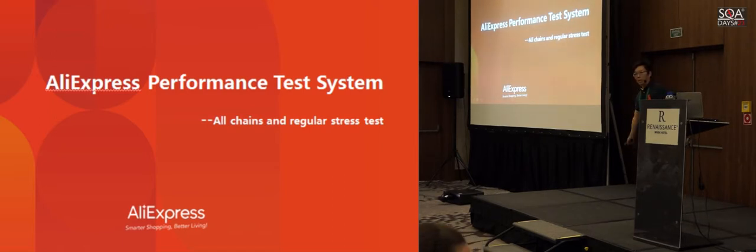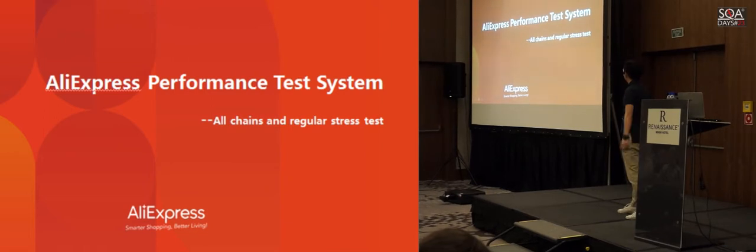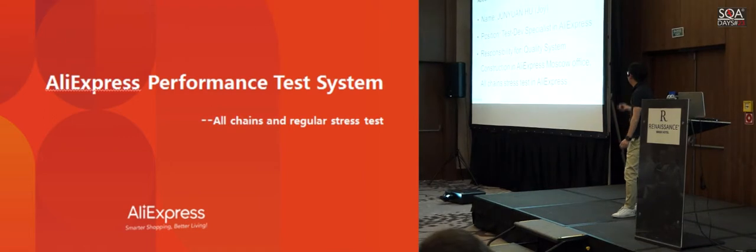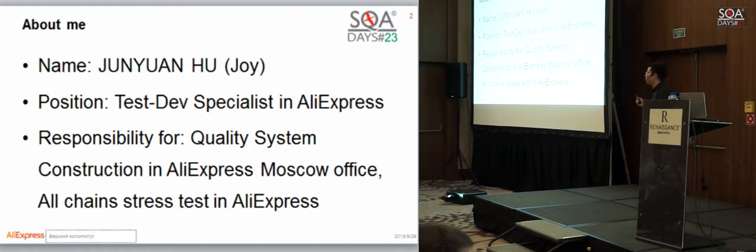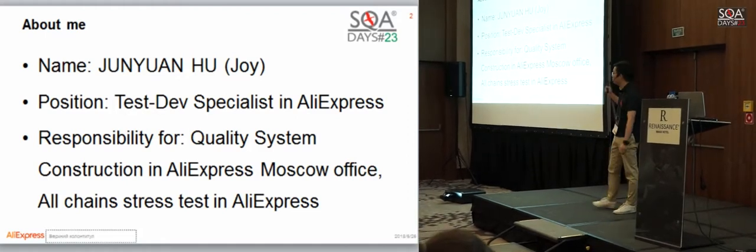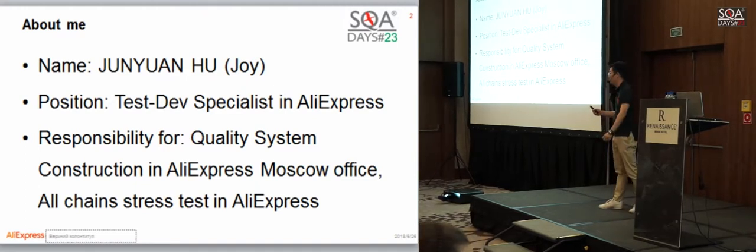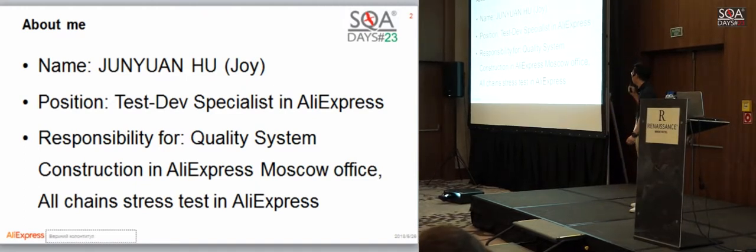Okay, let's start my talk. My subject is AliExpress performance test systems. Before I start, let me introduce myself first. My name is Junyuan Hu, and my English name is Joy, from China. I am the test dev specialist in AliExpress, responsible for the quality system construction in our Moscow office. I'm also responsible for the full-chain stress test in AliExpress.